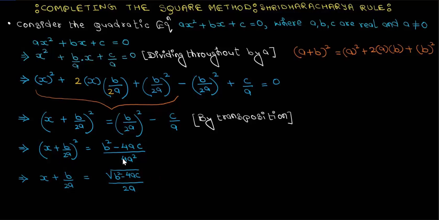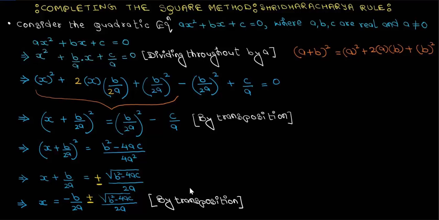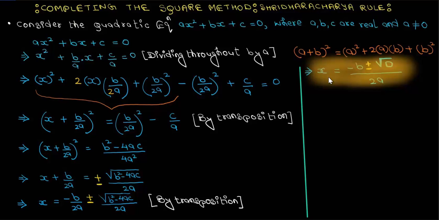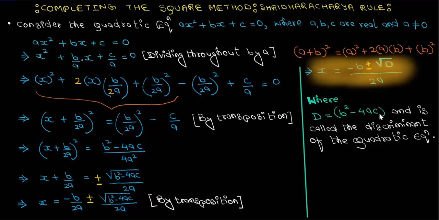X plus b by 2a whole square equal to b square minus 4ac by 4a square. So we can say x plus b by 2a equal to square root of b square minus 4ac by 2a, which is plus minus square root of b square minus 4ac by 2a. And by transposition I can say x equal to minus b by 2a plus minus square root of b square minus 4ac by 2a. So x is equal to minus b plus minus root d by 2a, where d equal to b square minus 4ac and is called the discriminant of the quadratic equation.